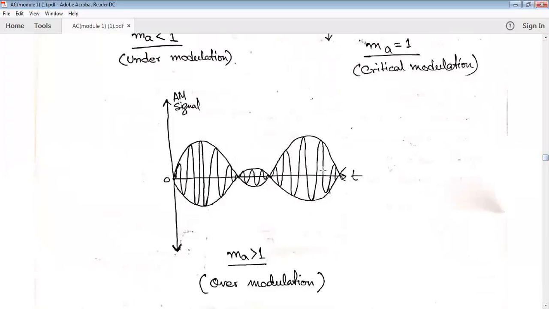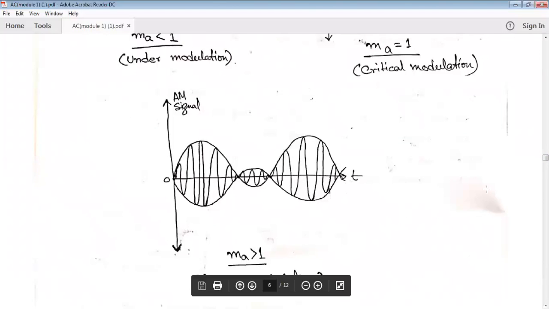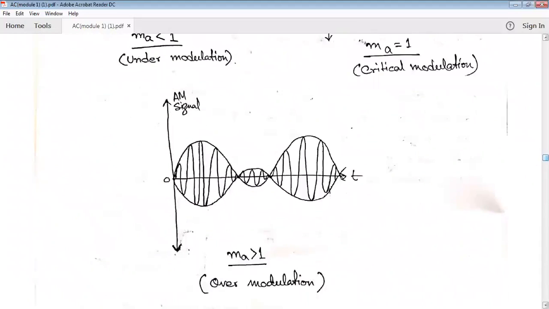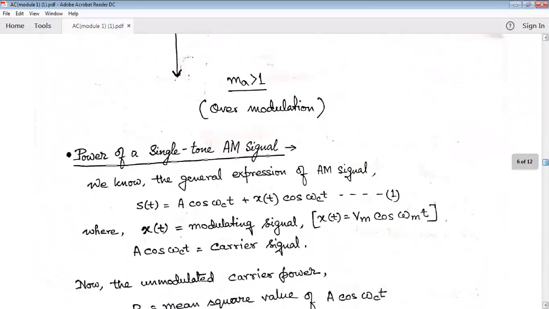So it will cause a phase distortion, a phase change of the carrier signal occurs. In amplitude modulation, what is the definition? We need to change the amplitude, not the frequency or phase. In that case, the phase of the carrier is also changing. So this is the most undesirable condition. We will have to keep Vm less than or equal to 1 for good quality of amplitude modulation. So these are three types of amplitude modulation: under modulation, critical modulation, and over modulation.